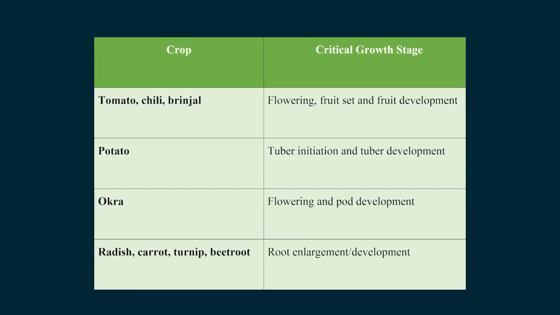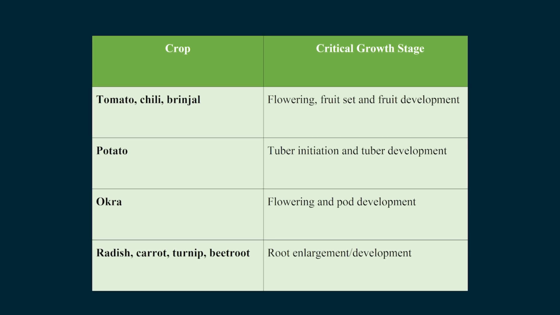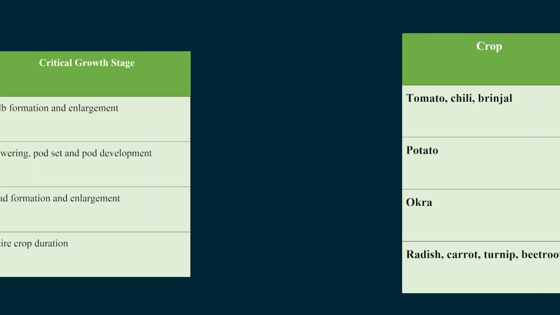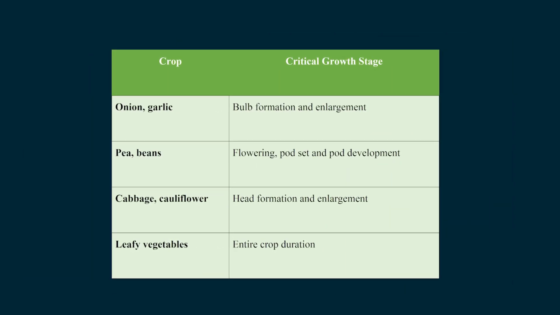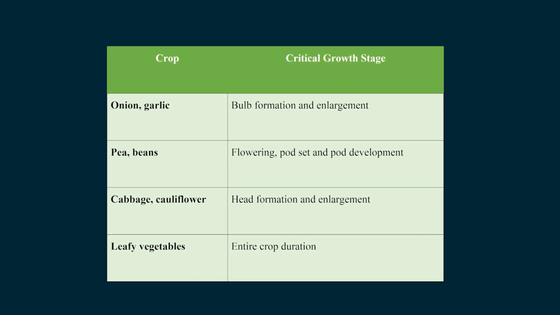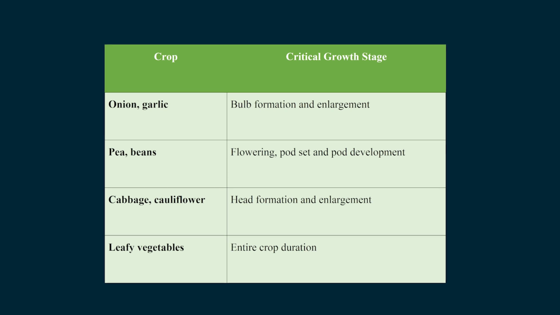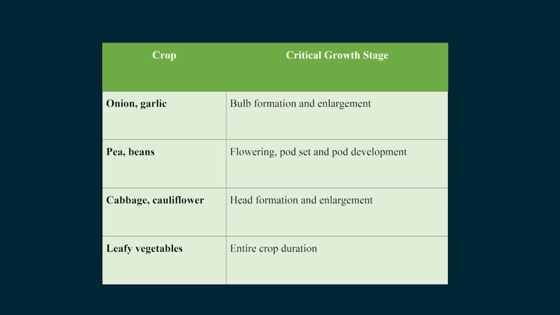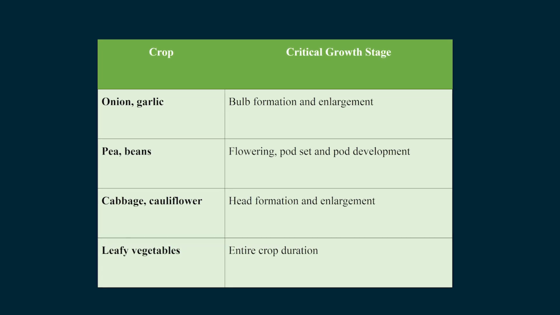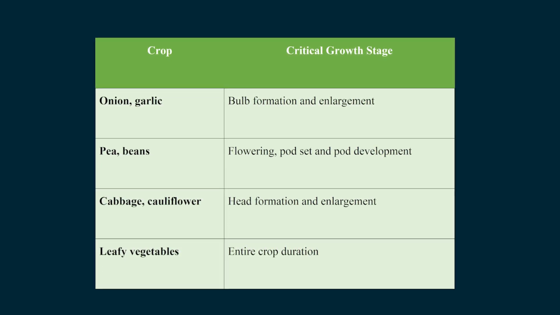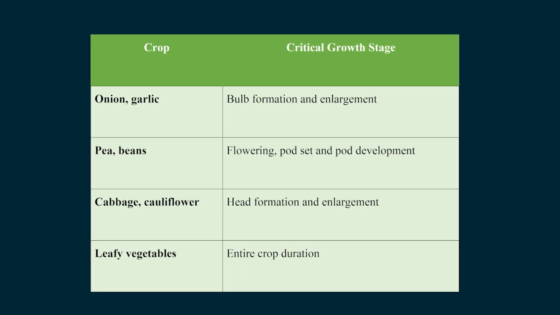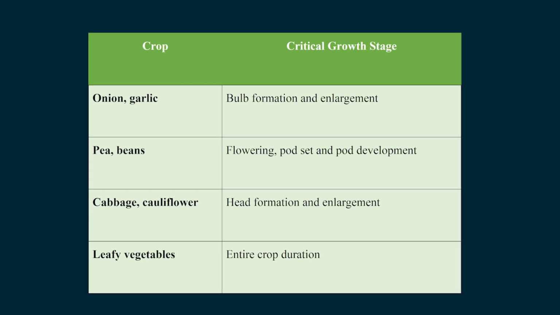For radish, carrot, turnip and beetroot, root enlargement and development is the critical stage. For onion and garlic, bulb formation and enlargement is the critical stage. For pea and beans, flowering, pod set and pod development is the critical stage. For cabbage and cauliflower, head formation and enlargement is the critical stage. And for leafy vegetables, the entire crop duration can be the critical stage.